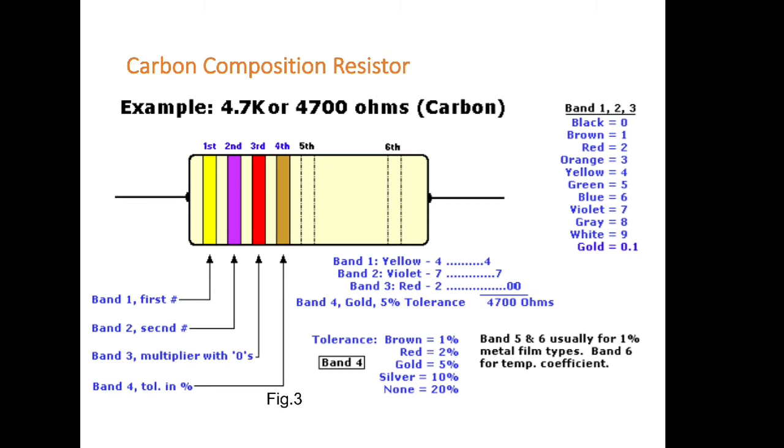So as said here, you can also calculate the value of this particular resistance. Here band 1 is yellow, which is number 4, so therefore 4, and band 2 violet, which is number 7, therefore 7, and band 3 you can observe the red, so that is 00, therefore 4700 ohms, and band 4 of gold color, which has a tolerance of 5%. So in this way you can calculate the value of the resistor. And also band 5 and 6 are usually for 1% metal film types, and band 6 for temperature coefficient purpose.